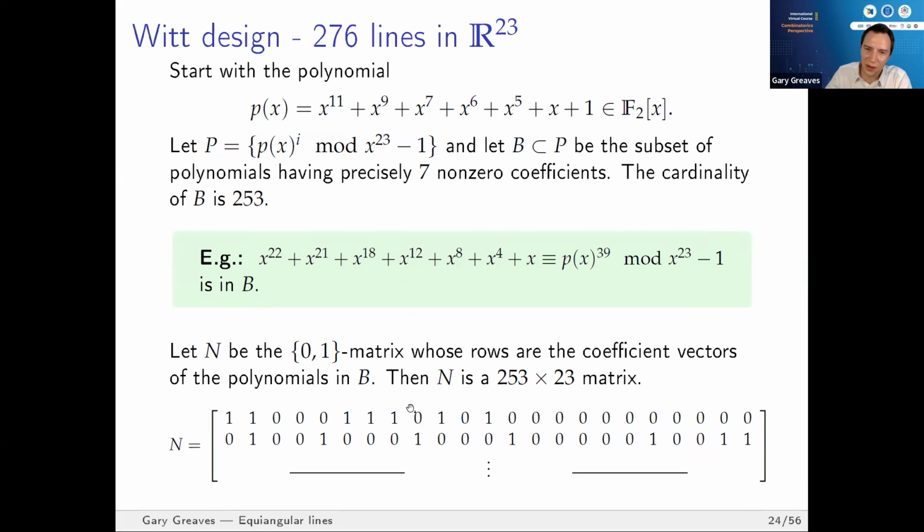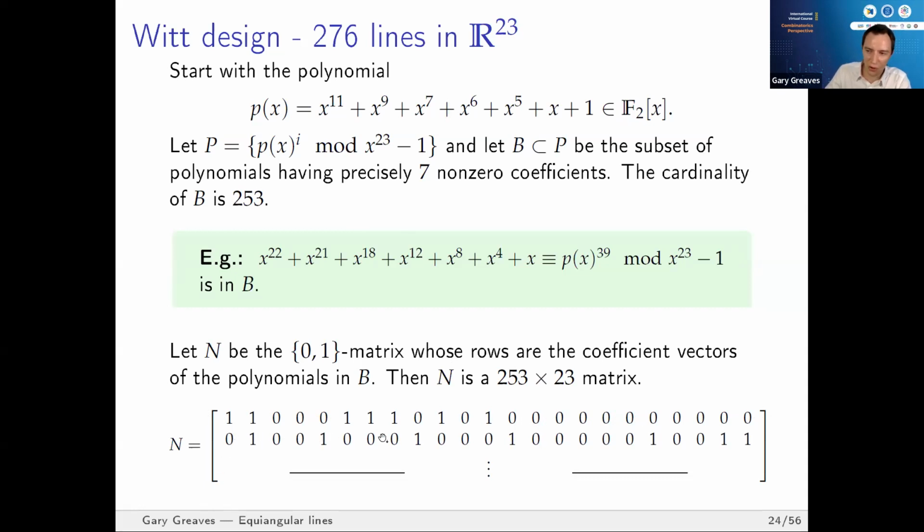There's no x to the 8, so I have a 0. There's x to the 9. There's no x to the 10. There's x to the 11. And then there's nothing higher than x to the 11, so all of these are 0. This is x to the 12, x to the 13, all the way up to x to the 22 here. So that's how the first row looks. This is just the coefficient vector for this polynomial P.